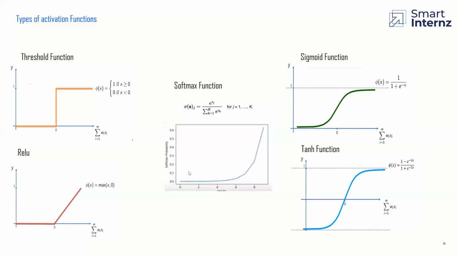We have Leaky ReLU also. Leaky ReLU basically prevents the ReLU problem that we get. What is the range of sigmoid? 0 to 1. It's 0 to 1 for sigmoid.